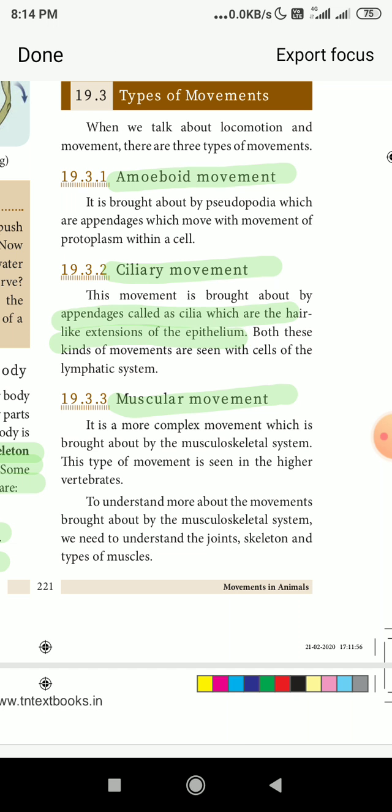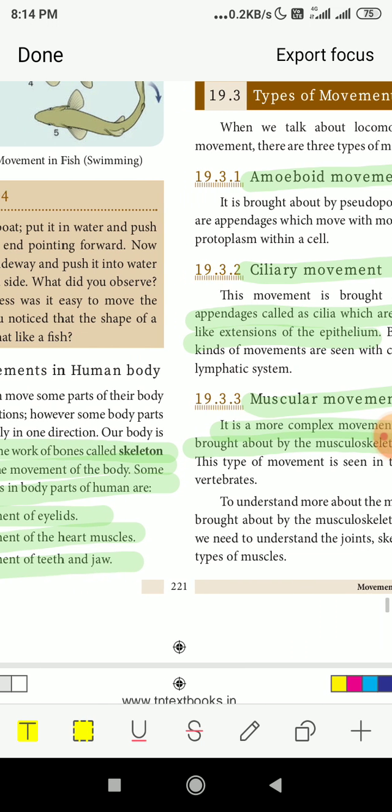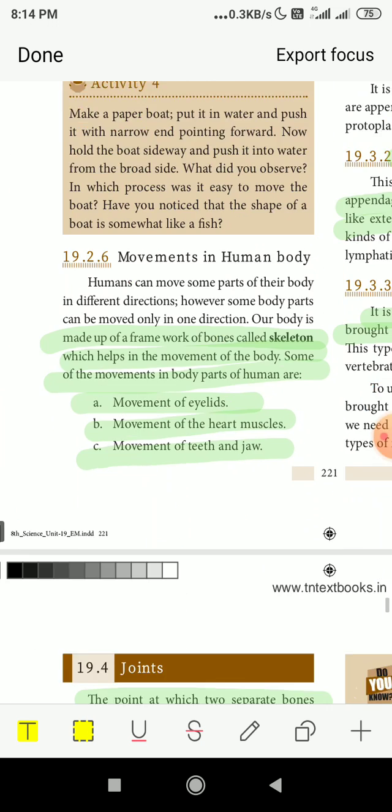Now next comes the muscular movement. It is a more complex movement which is brought about by the musculoskeletal system. This muscular movement only takes place for us, that means with the combination of the muscles and the bones, which is called musculoskeletal movement. So it always takes place in higher vertebrates, that means in human beings. To understand more about the movement brought about by the musculoskeletal system, we need to understand the joints, skeletons and the types of muscles. So next section we are going for the joints.